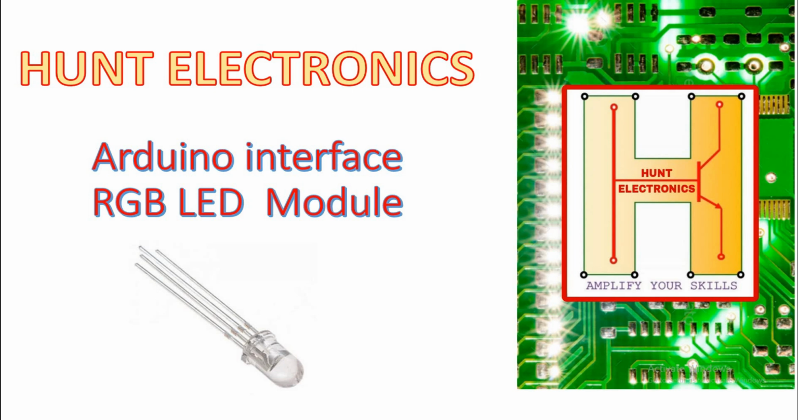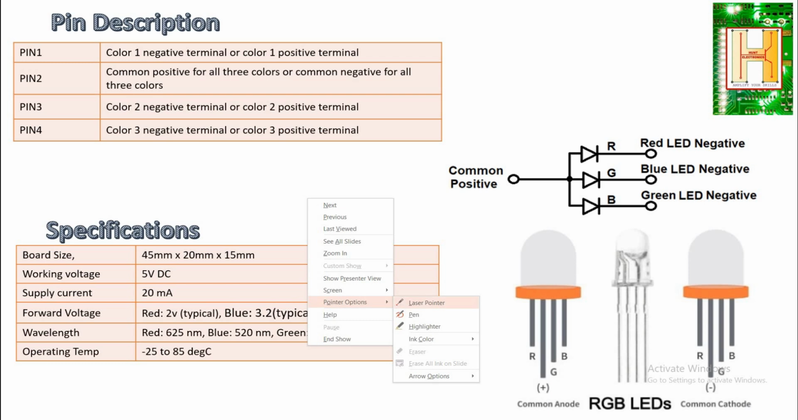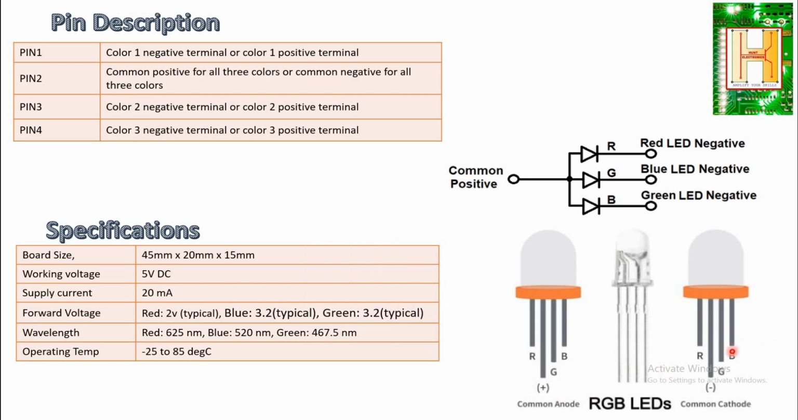Today we are going to talk about Arduino interfacing with the RGB LED module. There are two types of RGB LED bulbs: one is called common anode and the other is called common cathode. Basically, if you observe, this is a four-terminal LED bulb. One terminal is named R, which stands for red, another for green, and one for blue. So this is four terminals. Let us see the specification.